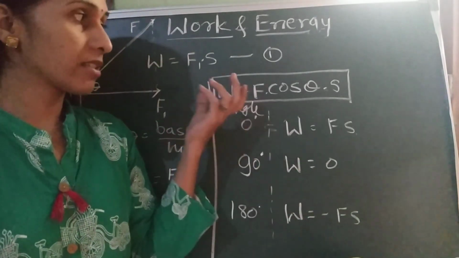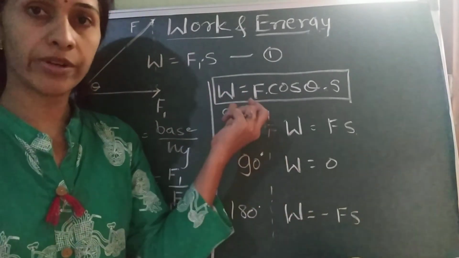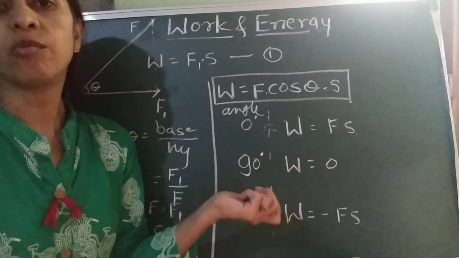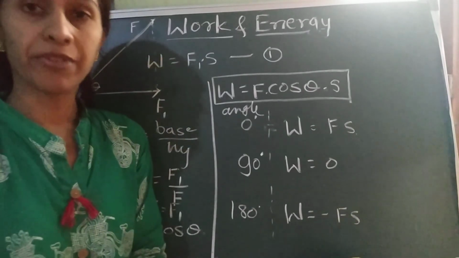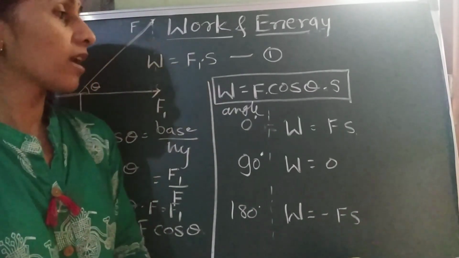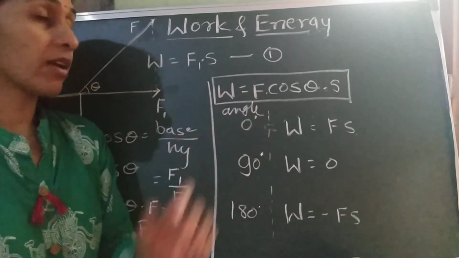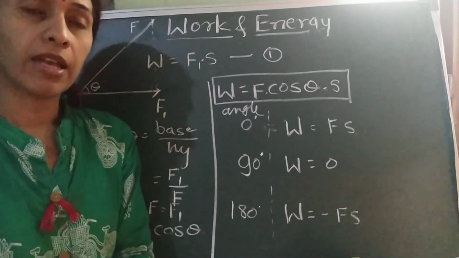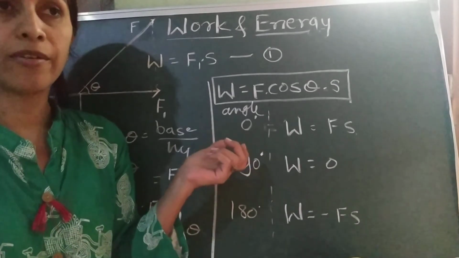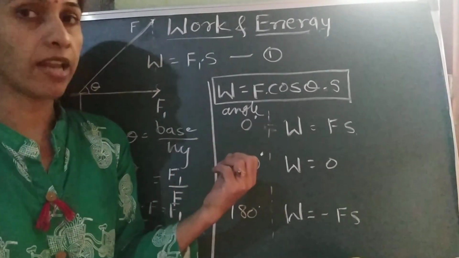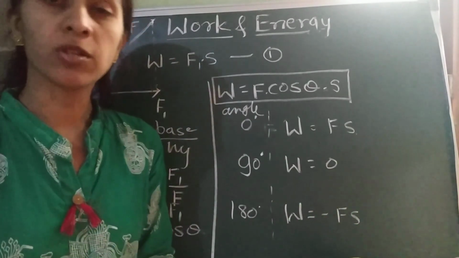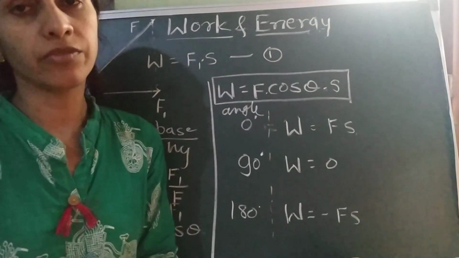Understood? This is the formula of work done and when work can be done. For your homework, write the definition of work done and this formula, W is equal to F cos theta into S, and what the work done is when the angle is 0 degrees, 90 degrees, and 180 degrees. We will see the types of work done in the next video. Thank you.